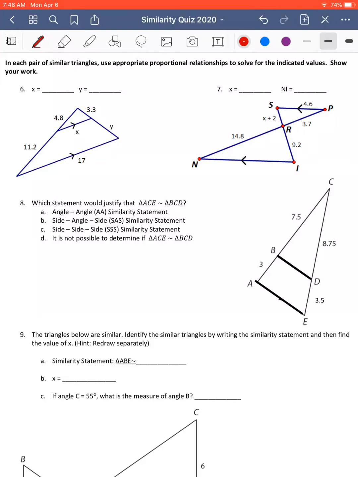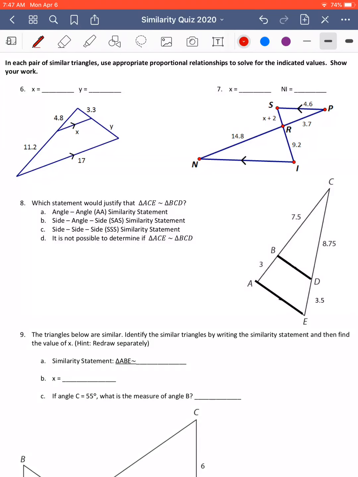Alright, similarity part 2. Number 6 says, in each pair of similar triangles, use appropriate proportional relationships to solve for the indicated values. Show your work. The first thing wants us to solve for x. You could draw this as two separate triangles and use proportions, or you can just look at them separately.